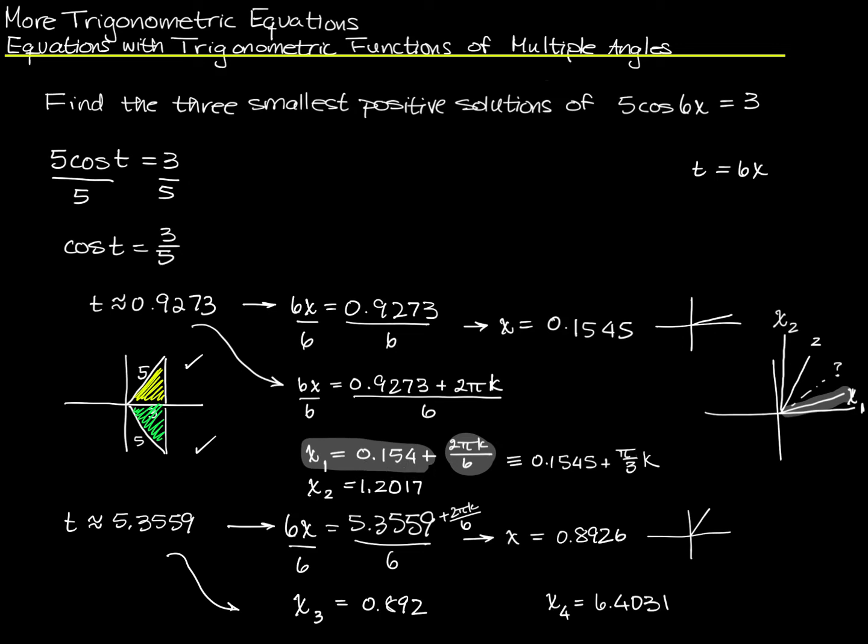It turns out it's not. It's 0.1199, which is not the same. If I subtract 2 pi from 6.4031, I do not get my first angle. I do not get 0.1545. I get something slightly smaller than that. So I have now found 4 angles, one here, one here, one here, and one all the way around and just smaller than my first angle.